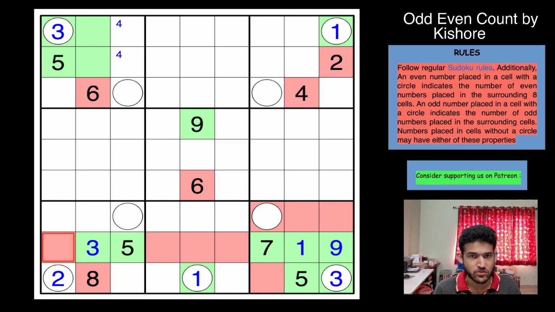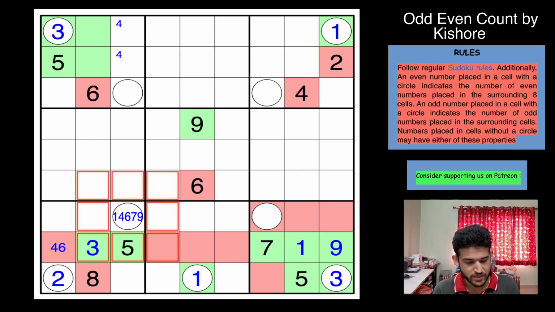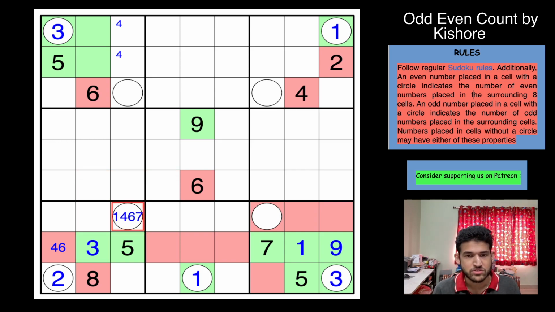Okay, so this is 4 or a 6. And look at this cell. It can be 1, 4, 6, 7, 9. But 9 can never be in a circle because maximum you have only 8 digits surrounding it. So 9 is ruled out. So it is either 1, 4, 6 or 7. 4 is ruled out. So 1, 6 or 7.